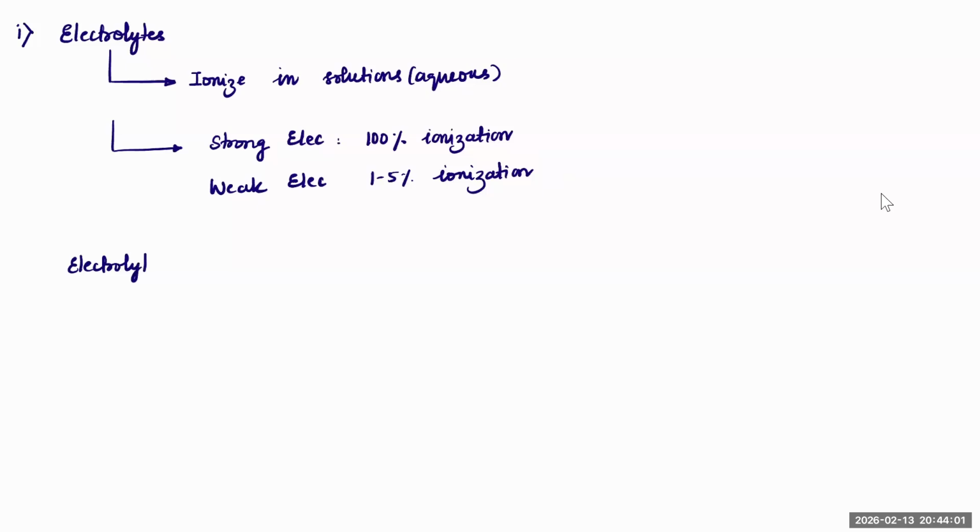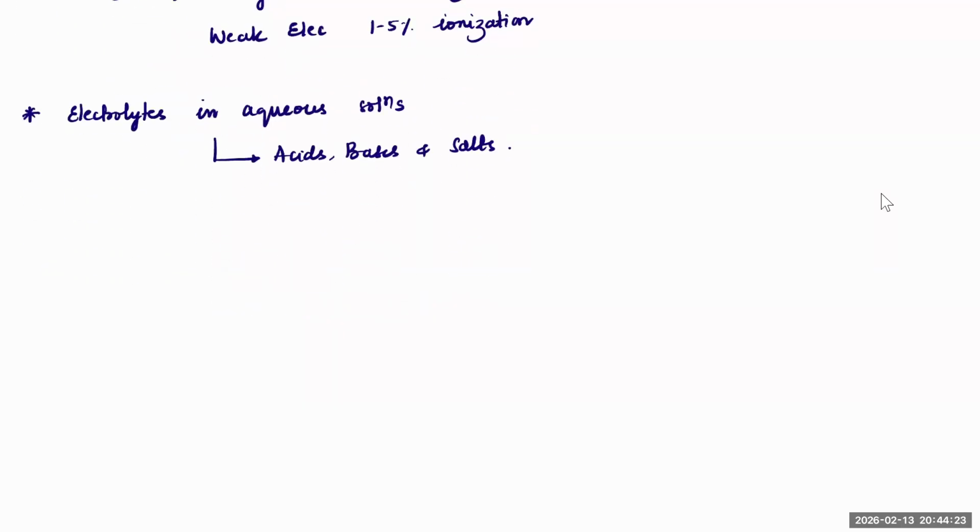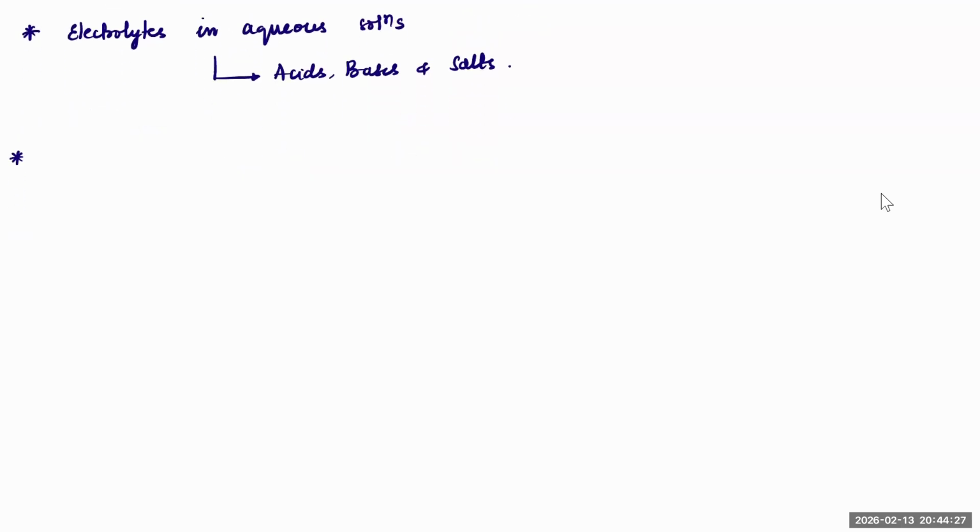Again, these electrolytes, if we compare them in aqueous solutions, we will come across three different types of it. One is acids, then we have bases and salts. These are three types of electrolytes we will be studying in this topic. So to learn these electrolytes, first we should know how do we define this.